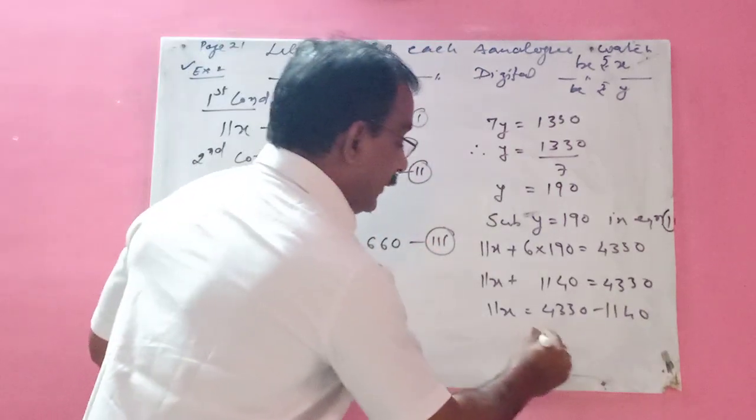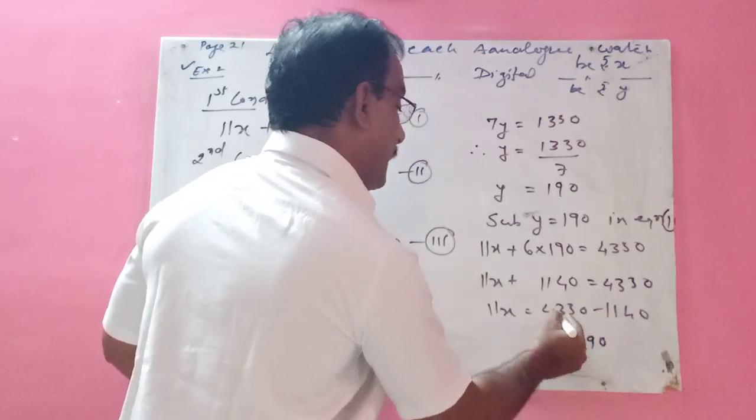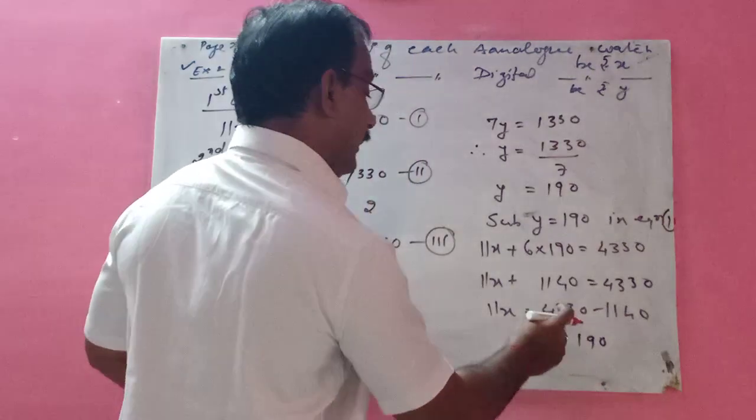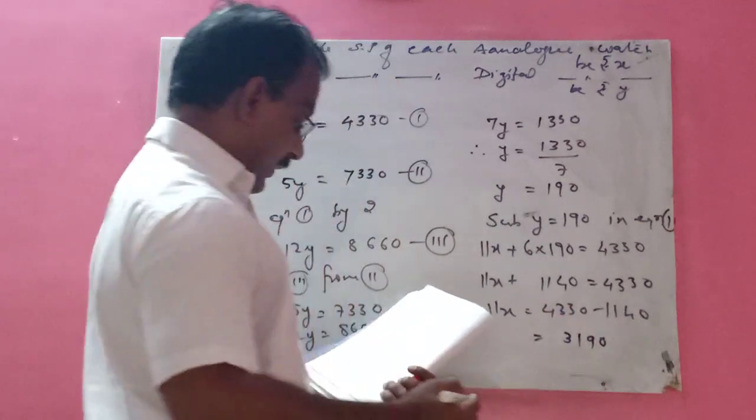Right? So this will become 0. 13 minus 4 is 9. 2 minus 1 is 1. And here it is 4 minus 1 is 3. Okay, 3,190.